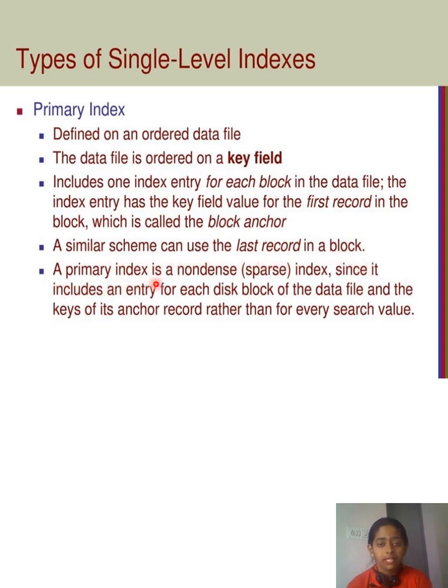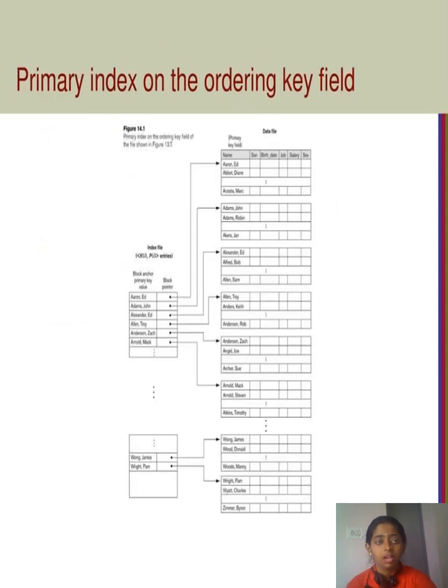A primary index is a non-dense sparse index since it includes an entry for each disk block of the data file and the keys on its anchor record rather than every search value. So in this slide we will be looking onto primary index on the ordering key field. So in this there will be types of single level indexes, clustering index. These are the types of single level indexes.